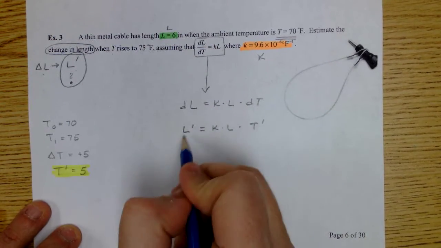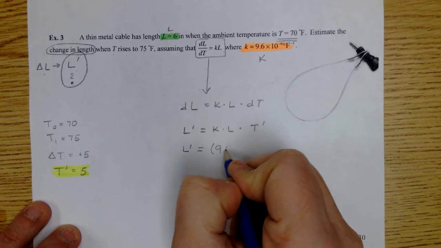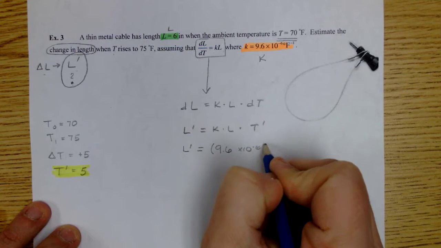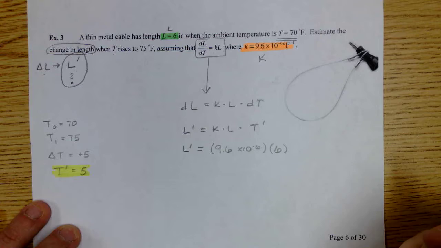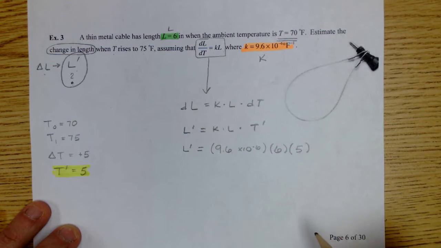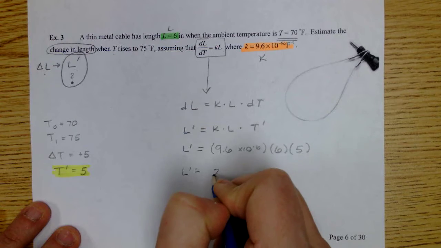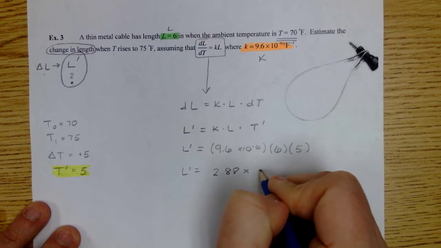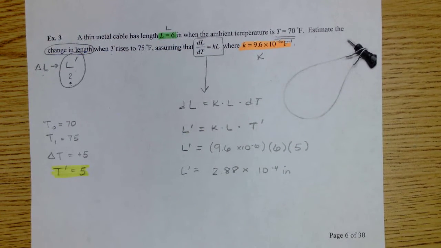We're asked to find L prime, so that's what we're solving for. K is going to be 9.6 times 10 to the negative 6. L is 6, and T prime is 5. Remember, this is the change in temperature. If I put this into my calculator, L prime is going to equal 2.88 times 10 to the negative 4. And in this case, the units are inches because we're talking about a change in length.